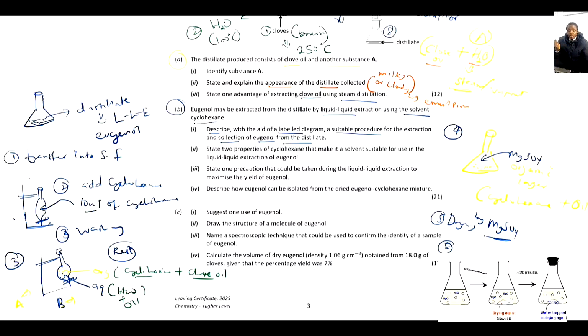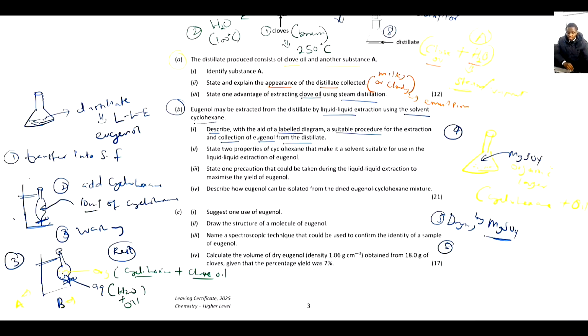After you've added the magnesium sulfate and swirled the conical flask so that the magnesium sulfate can absorb the remaining aqueous solution, you carry out a gravitational filtration. We call it gravitational filtration because it involves the use of gravity. I think you know what we mean by gravitational filtration. You have your filter paper, and the solution just filters through by gravity.